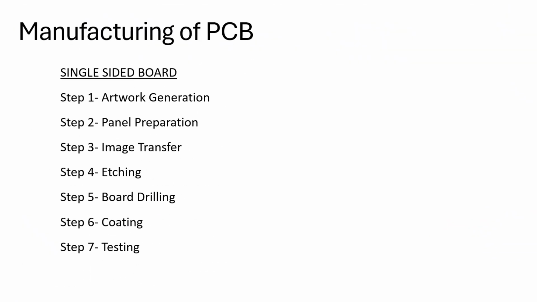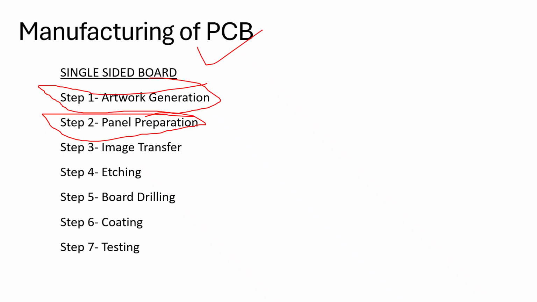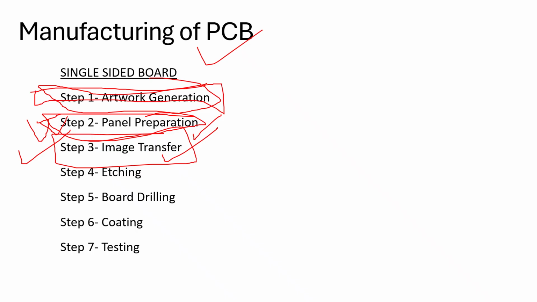Okay, so now manufacturing. How will we manufacture the PCB? Step number one, artwork generation, right? Exactly, you are going to do it with the help of simulation. EasyEDA is one of the simulation software. Then panel preparation, then image transfer. From image transfer, only from here we will start to fabricate the hardware, right? And before that is the panel preparation, that is substrate preparation, where you are going to transfer the image that you have created during the artwork generation, right?